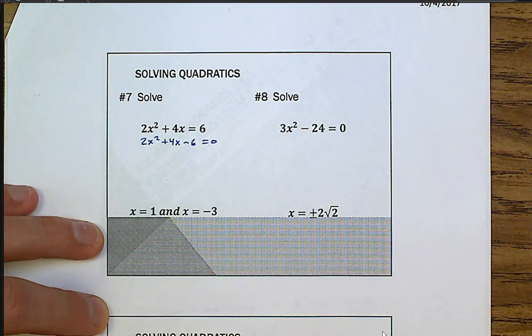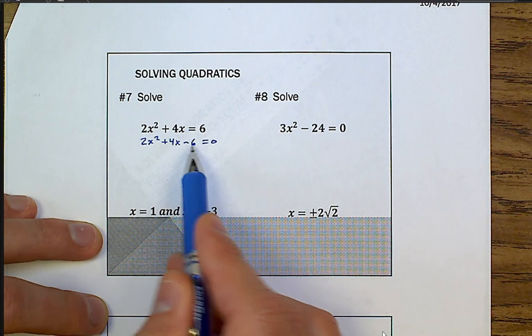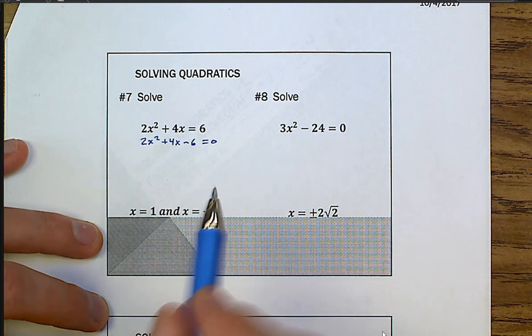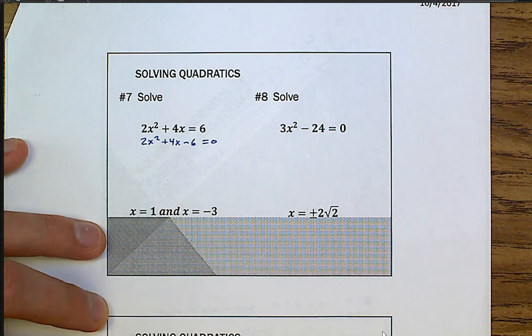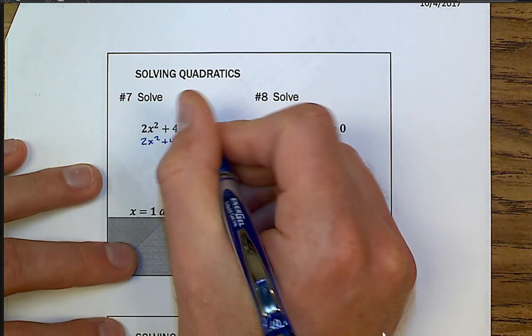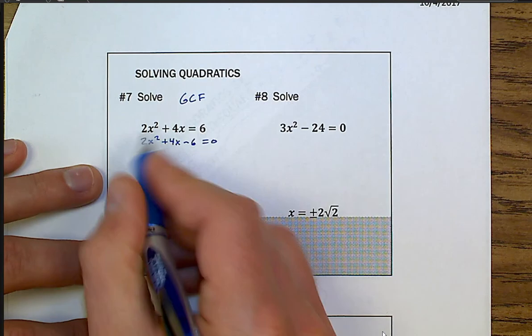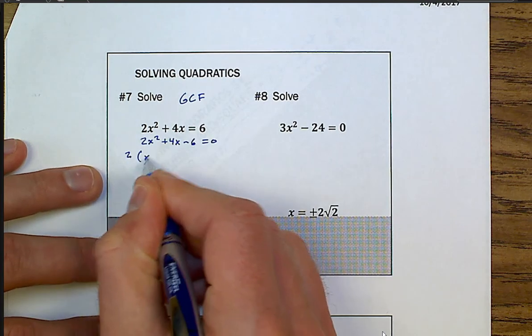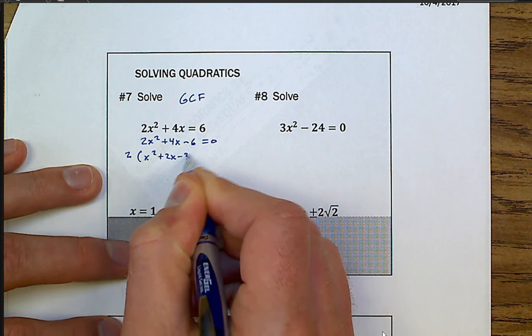So you'll notice here it's equal to 6. So I want to subtract that 6 over to make sure I'm in standard form. Most of the problems we did prior to this were already in standard form, but just make sure that it is. Now, I can take a GCF. I notice that I can take a 2 out of all of these. Leaves me with x squared plus 2x minus 3 equals 0.